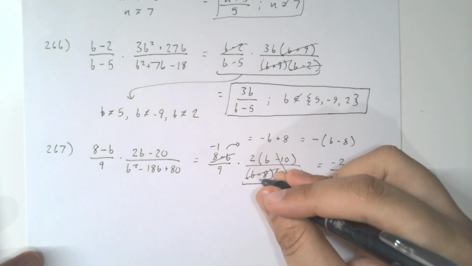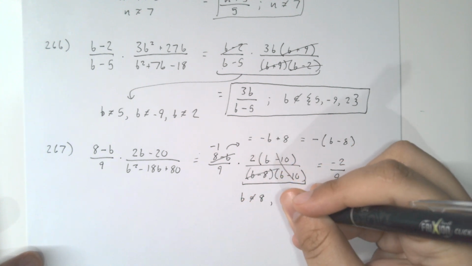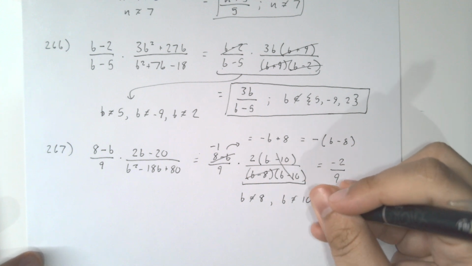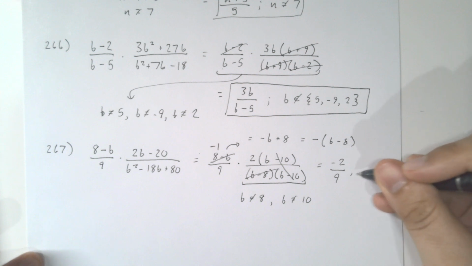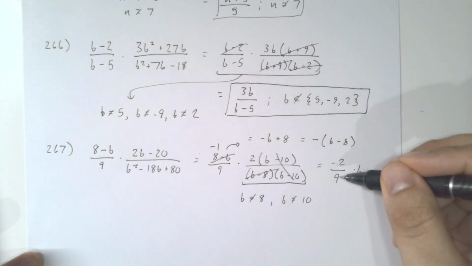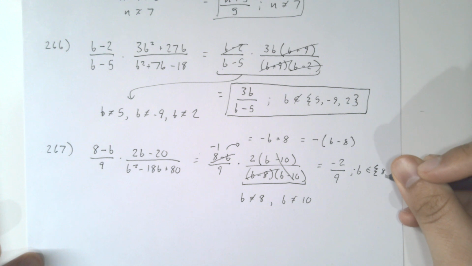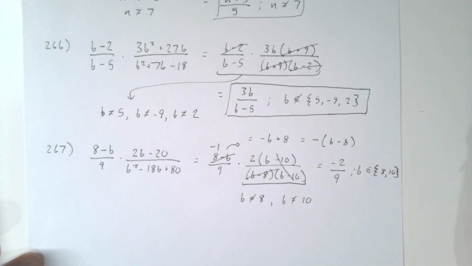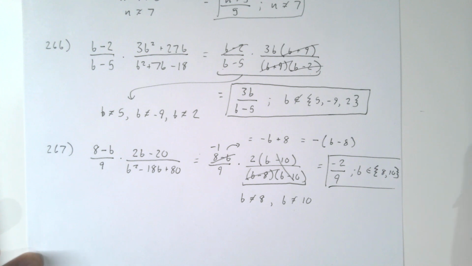But from this one, we see that b can't be equal to 8, and b can't be equal to 10. All we have to do is flip these two signs here. And so we say that this is all equal to negative 2 over 9, with the condition that b can't be equal to 8 or 10. And so this is our final answer.